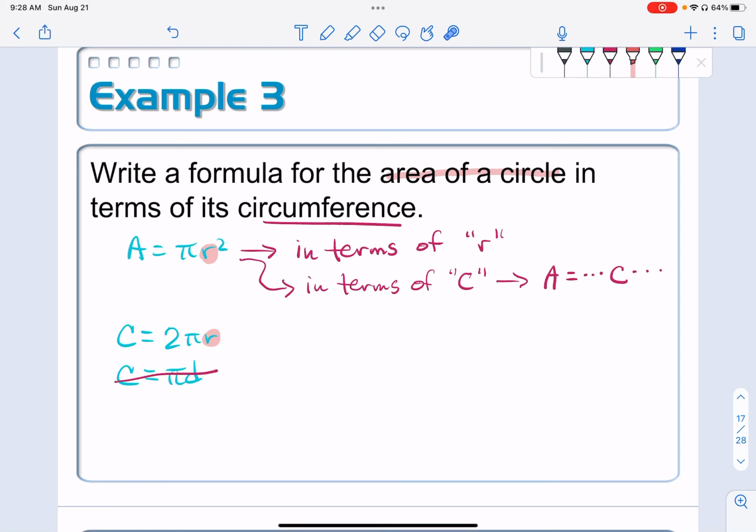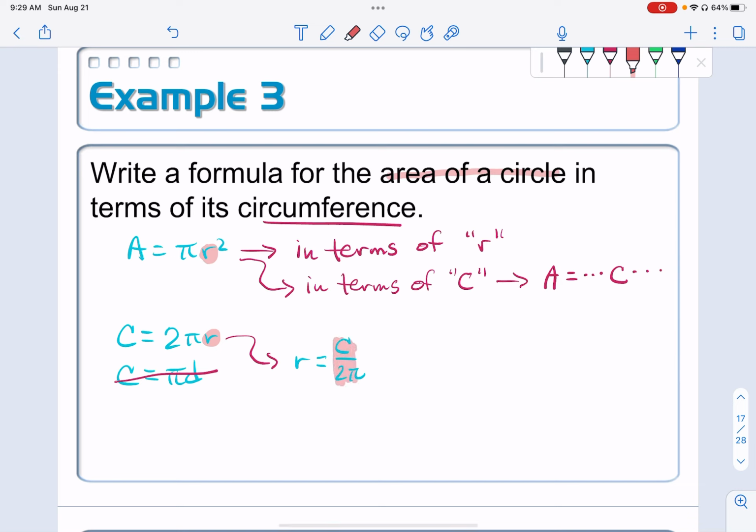Okay, so here's where those previous skills came in, solving a literal equation for a particular variable. We're going to solve the circumference formula for r. R is being multiplied times the 2 and the pi. That's all one kind of operation, so we can get rid of it at the same time by just dividing the 2 pi over to the other side. So that is going to look like r, flipping this around, is equal to C over 2 pi.